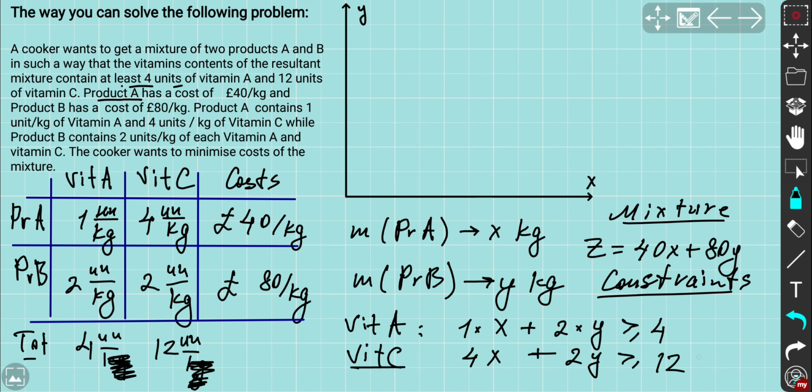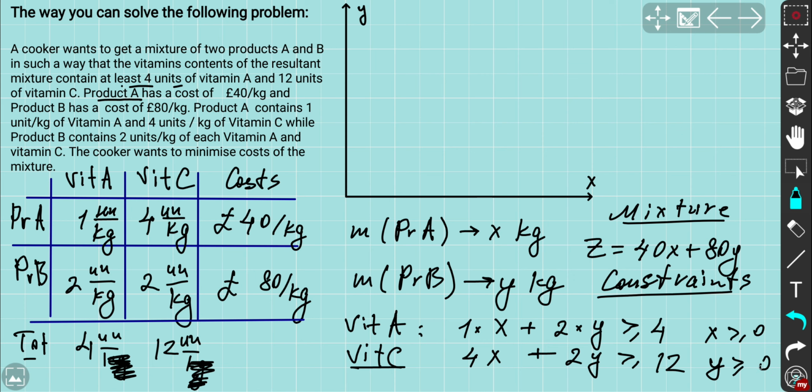And on top of that, we are going to add non-negative conditions for x and y, because mass is going to be positive for both product A and product B, so we can consider x greater than or equal to 0 along with y greater than or equal to 0.